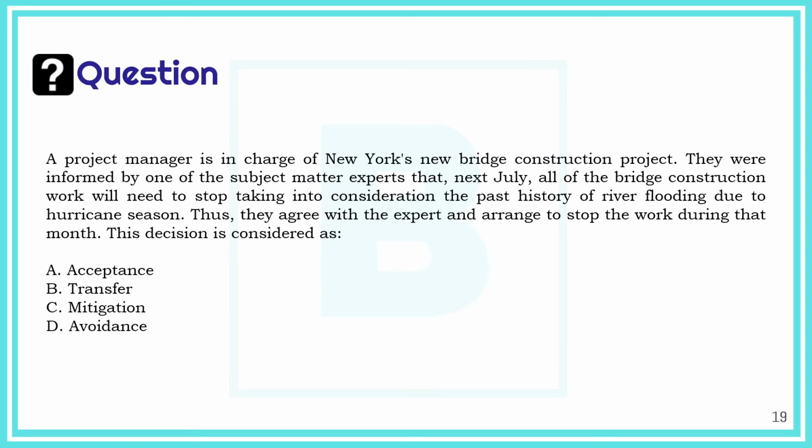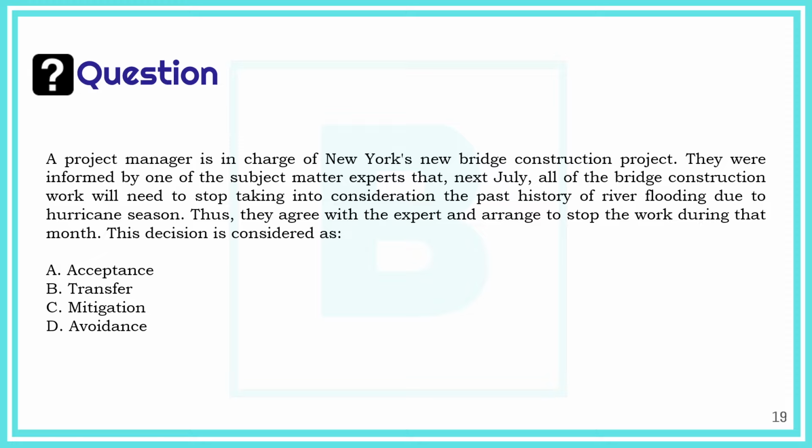And the last question we have picked for you, in the summary of the session: a project manager is in charge of New York's new bridge construction project. They were informed by one of the project subject matter experts that next July all of the bridge construction work will need to stop, taking into consideration the past history of river flooding due to hurricane season. Thus, they agree with the expert and arrange to stop the work during that month. So this decision is considered as what?